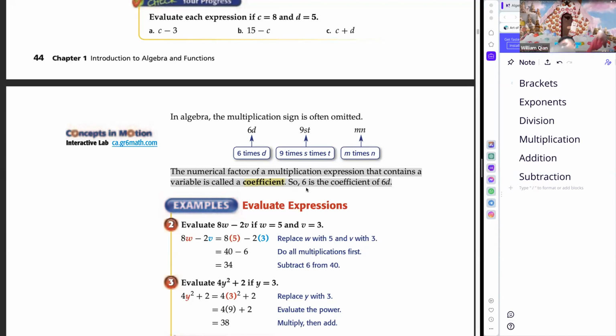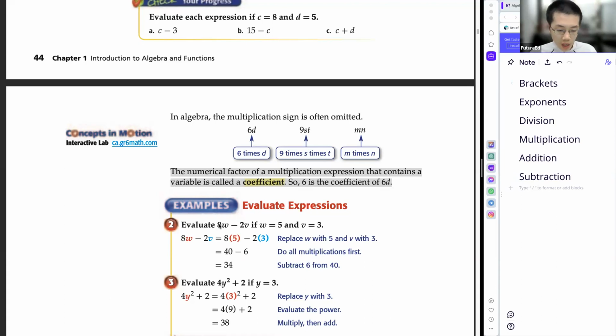Multiplication. An expression that contains a variable is called a coefficient. The coefficient of 60. Thank you, William.